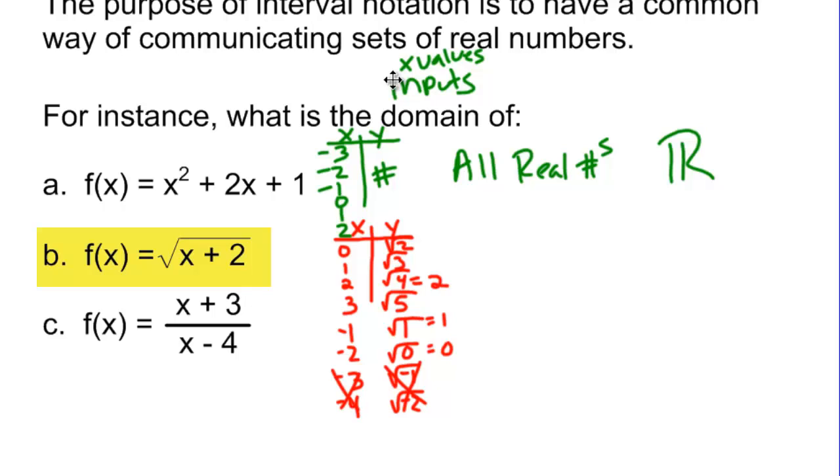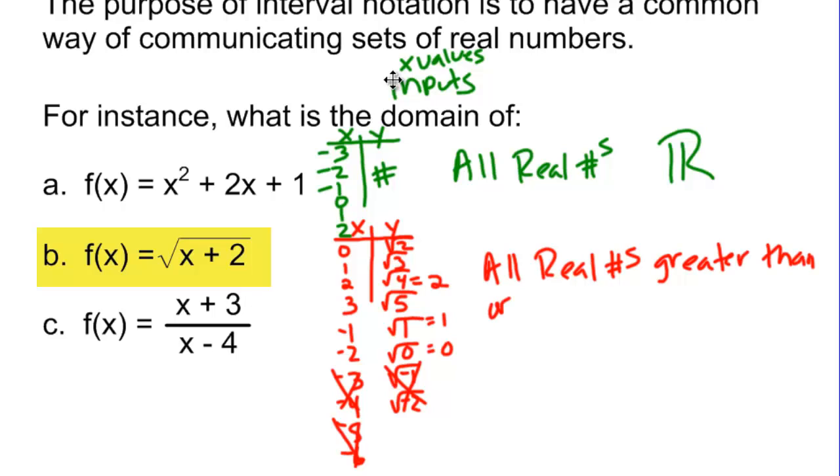Therefore, -3 and -4, and if I would keep going in the pattern, all negative numbers past that point, as we get more negative, would not be allowed in my input-output chart. So I have a domain restriction. It is all the real numbers, but it's all the real numbers that are greater than or equal to -2. Okay, let's look at C.